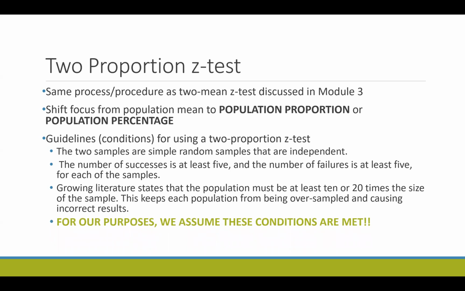But if you were collecting your own data and doing your own research, you would have to confirm those things. And the idea of having your population be 10 to 20 times larger than your sample is kind of a new trend within the world of statistics. But again, we're going to assume those conditions are met.